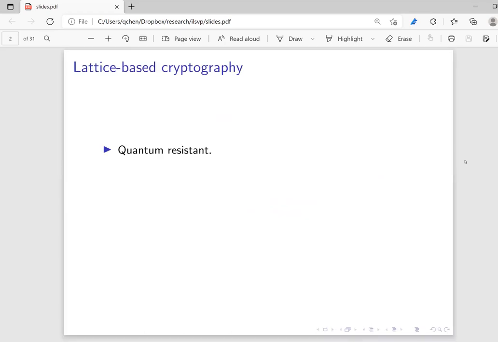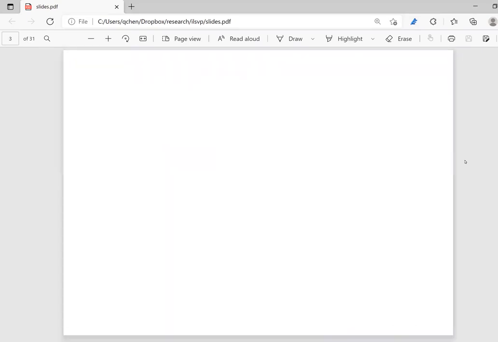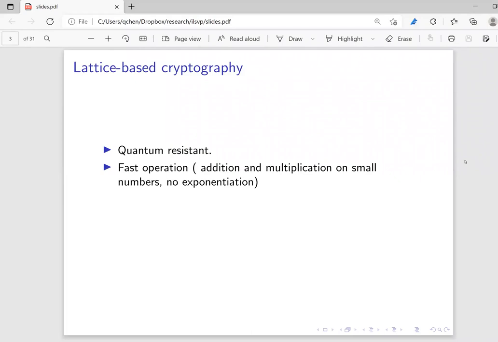This research is closely related to lattice-based cryptography. Lattice-based cryptography is very popular recently because it has several very nice properties. For example, it is quantum resistant, and it also allows fast operation. In lattice-based cryptography, the operations are usually just addition and multiplication of small numbers, and no exponentiation.